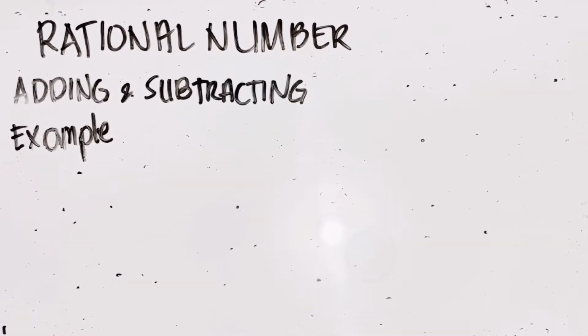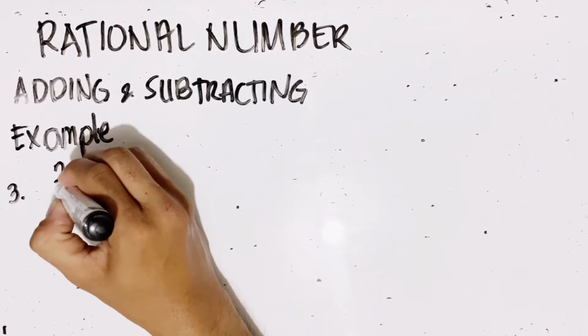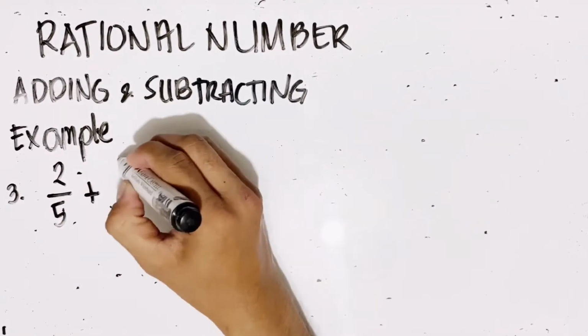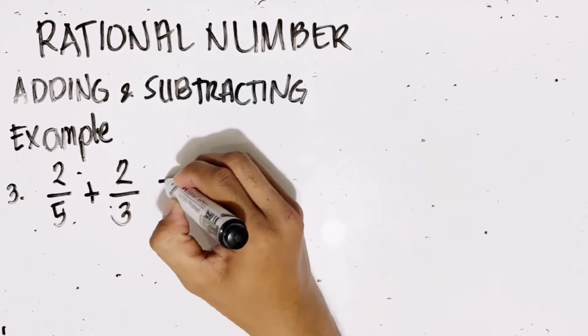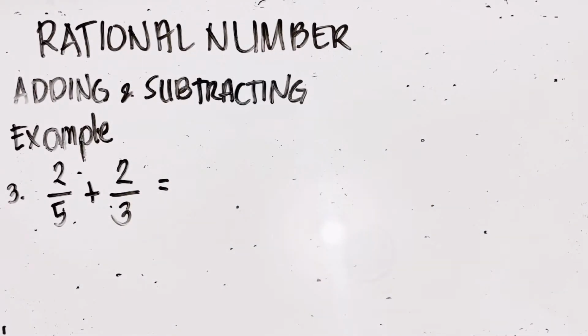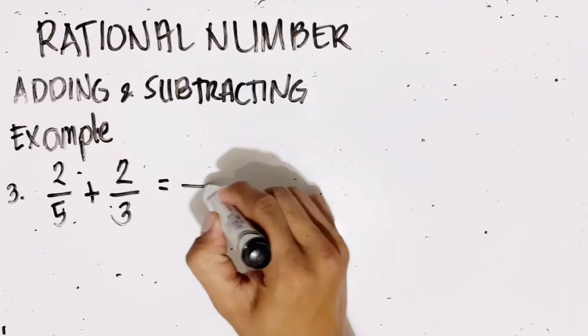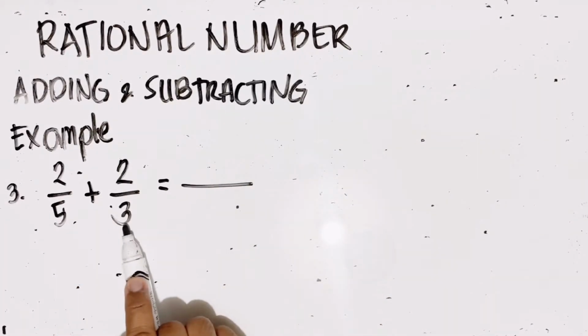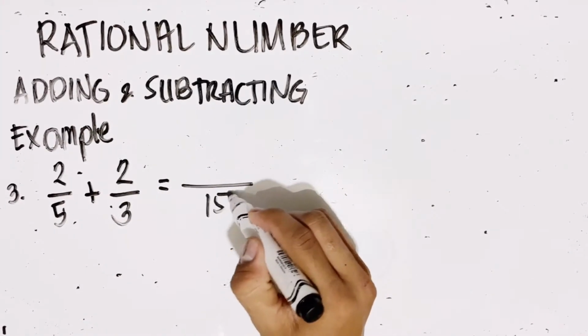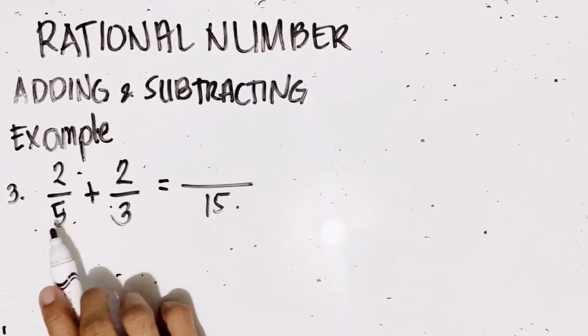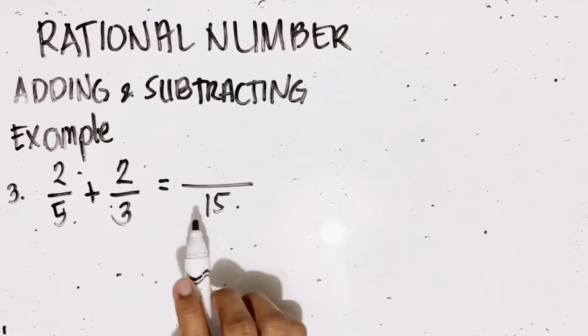Let's have more examples in adding and subtracting dissimilar fractions. So, example number 3. We have 2 over 5 plus 2/3. So, let's use the shortcut method using cross multiplication and multiplying the denominators. So, for the new denominator, multiply 5 times 3, that's 15. Again, multiply the denominators, 5 times 3, that's 15.